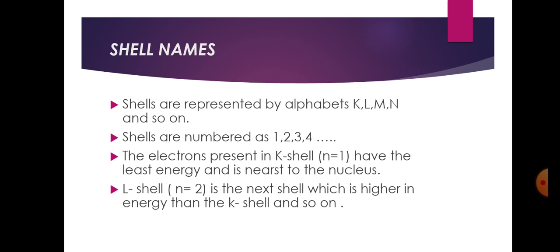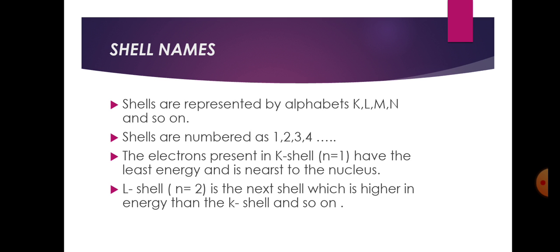Then shell names. Shells are represented by the alphabets K, L, M, and so on. These shells or orbits are represented by the alphabets K, L, M, and N, and these shells are also numbered n equal to 1, n equal to 2, n equal to 3, and so on. The electrons present in the K shell, n is equal to 1, have the least energy and are nearest to the nucleus. Why? Because the distance of the electron from the nucleus is low.